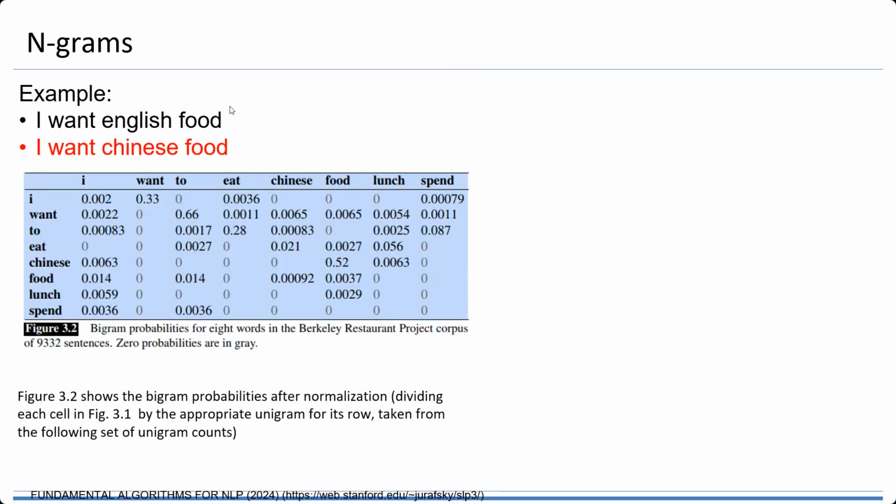Now, I need to calculate the other one. I want Chinese food. So this is the bigram probabilities of these eight words. As you know, when we calculate the bigram probabilities, it means I need to know how many words of I appear in the corpus, how many of word want appear in the corpus. So yeah, it already calculated, and this is the bigram probability table. Using this table, I want to check: I want Chinese food. What is the probability?